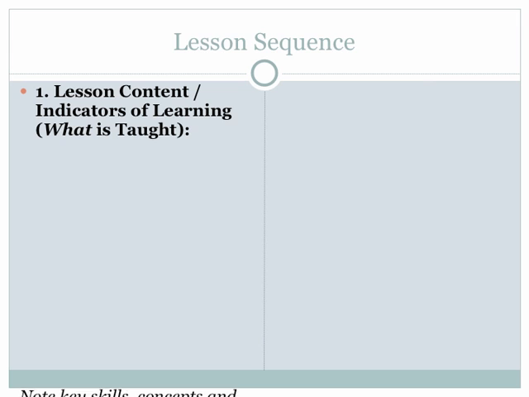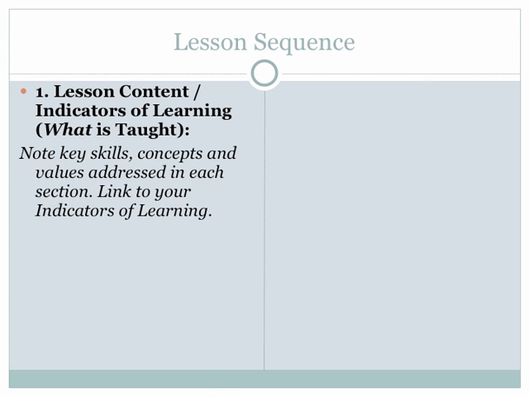Now, this is a very detailed part of your lesson plan. You have a column for lesson content or indicators of learning. That is where you write what is taught. Now, what is taught will link to those indicators of learning that you've listed previously. So I should be able to look at your lesson content and say, oh yes, I can see the relationship between what you are teaching and what your indicators of learning were. Make sure that they marry up.